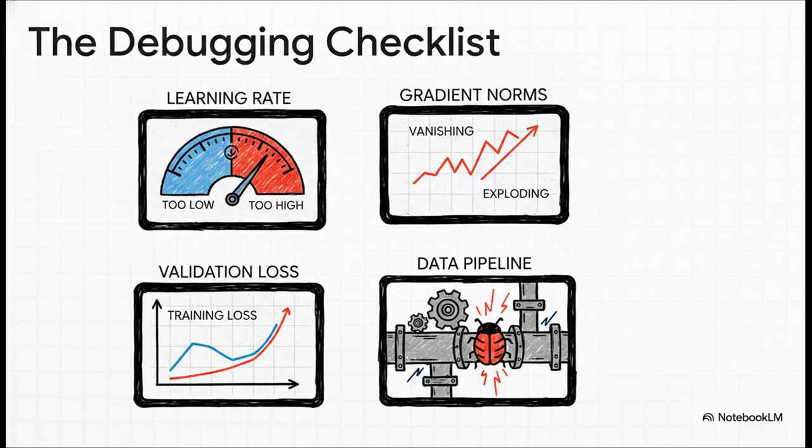Next, check for overfitting. Is your training loss actually great, but your validation loss is stuck or getting worse? Then optimization isn't your problem, generalization is. And maybe the most important rule of all ML debugging, when in doubt, blame your data pipeline. You would not believe how often a silent bug in the data loading is the real culprit.